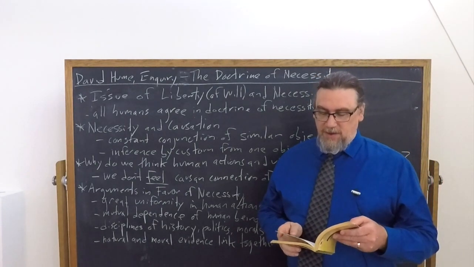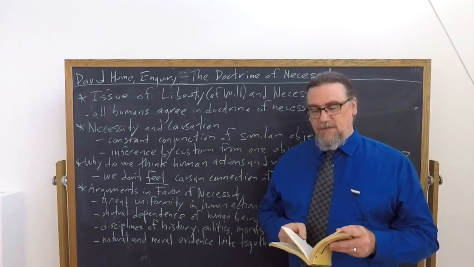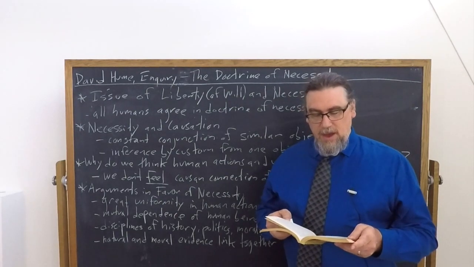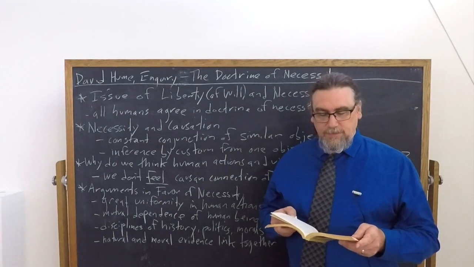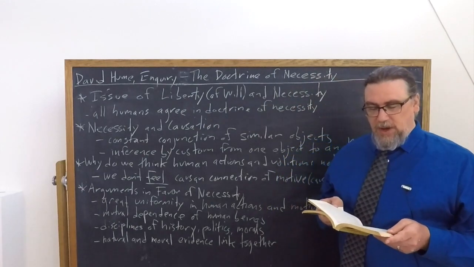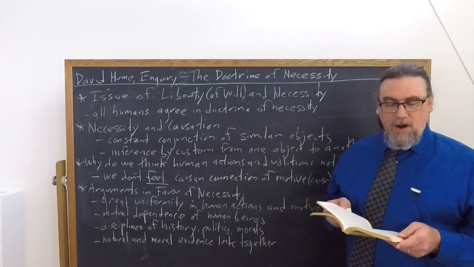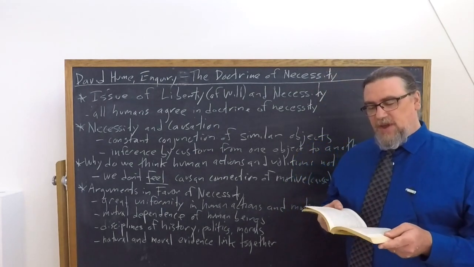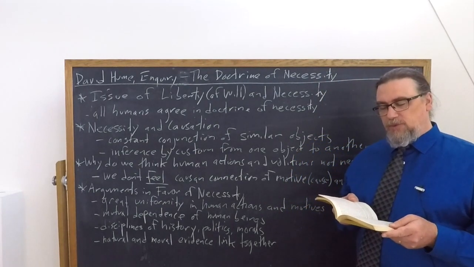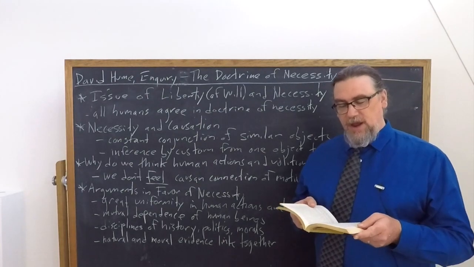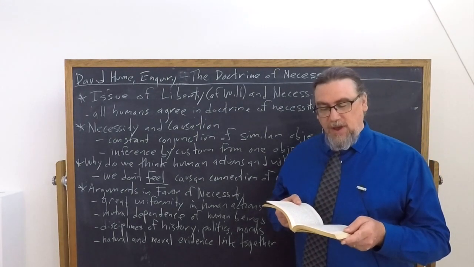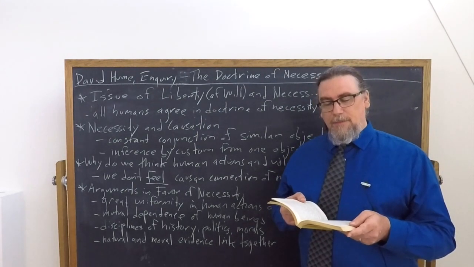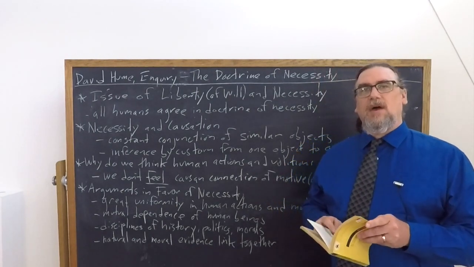And so what is the doctrine of necessity? He tells us that the relation between cause and effect and our idea of necessity and causation arises entirely from the uniformity observable in the operations of nature, where similar objects are constantly conjoined together and the mind is determined by custom to infer the one from the appearance of the other.